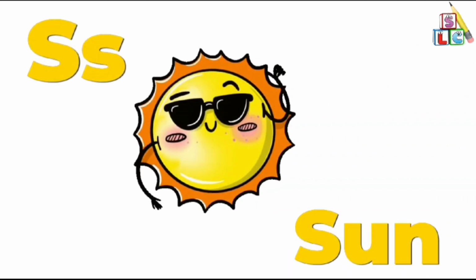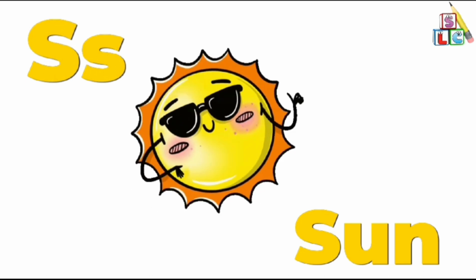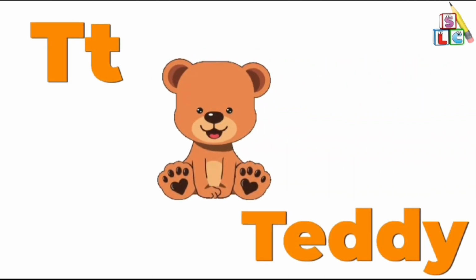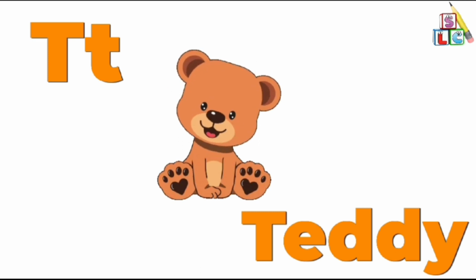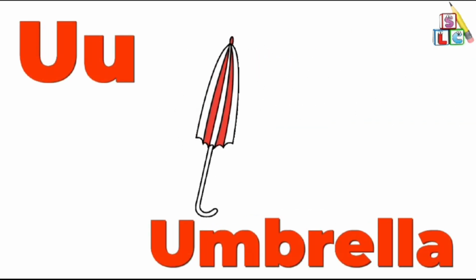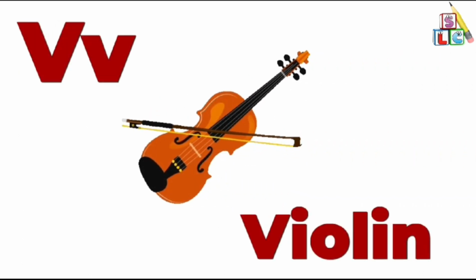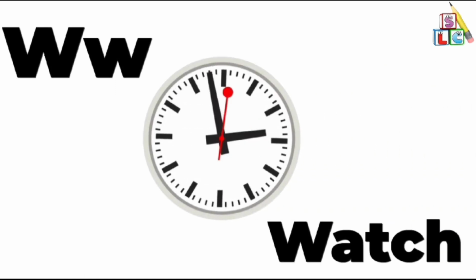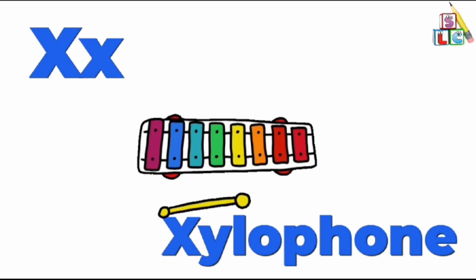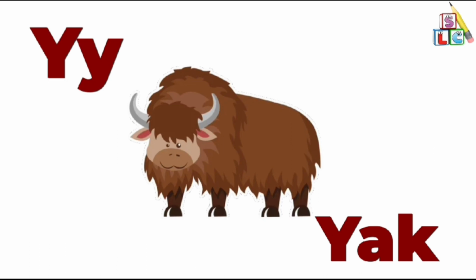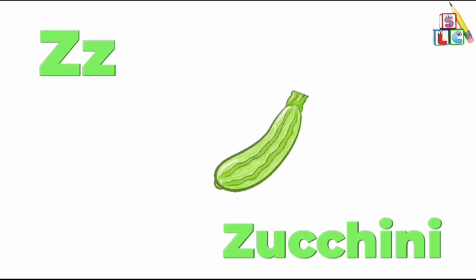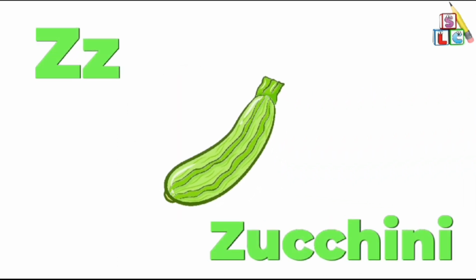S is for sun, T is for teddy, U is for umbrella, V is for violin, W is for watch, X is for xylophone, Y is for yak, Z is for zucchini.